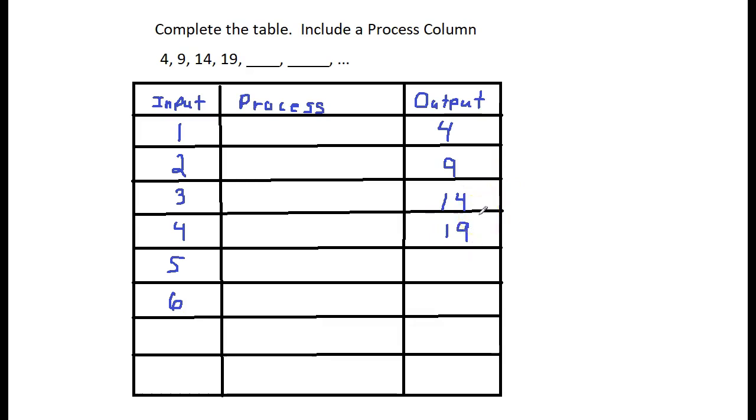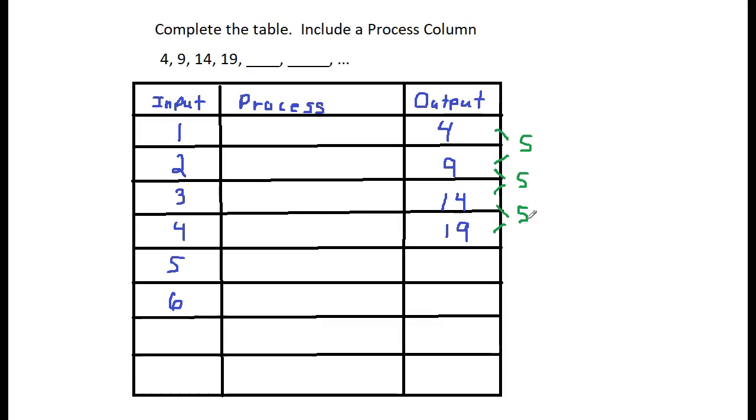Now, in looking at these, what if I wanted to find the difference between these? 9 take away 4 is 5. What's 14 take away 9 going to give me? 5. And 19 take away 14? 5. Well, you could say add 5 to the previous number. That's good, but that would be a recursive pattern, where you always have to depend on the previous number.